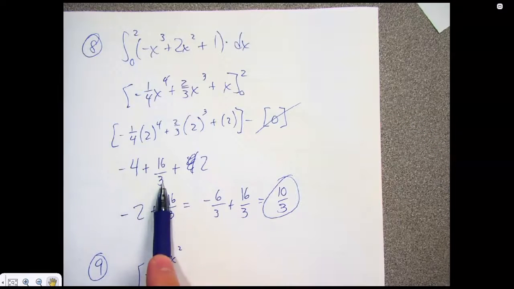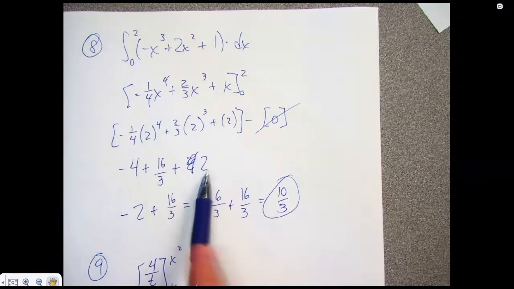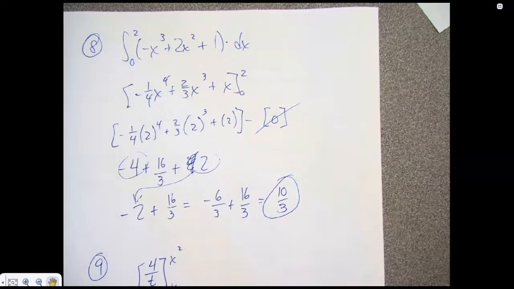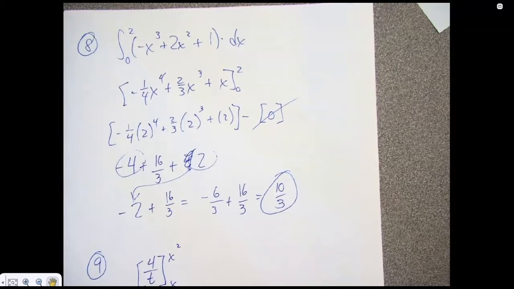So I get -4 plus 16/3 plus 2. So then I combine these two. Okay, that's -2 plus 16/3. -2 is -6/3 plus 16/3 gives you 10/3.